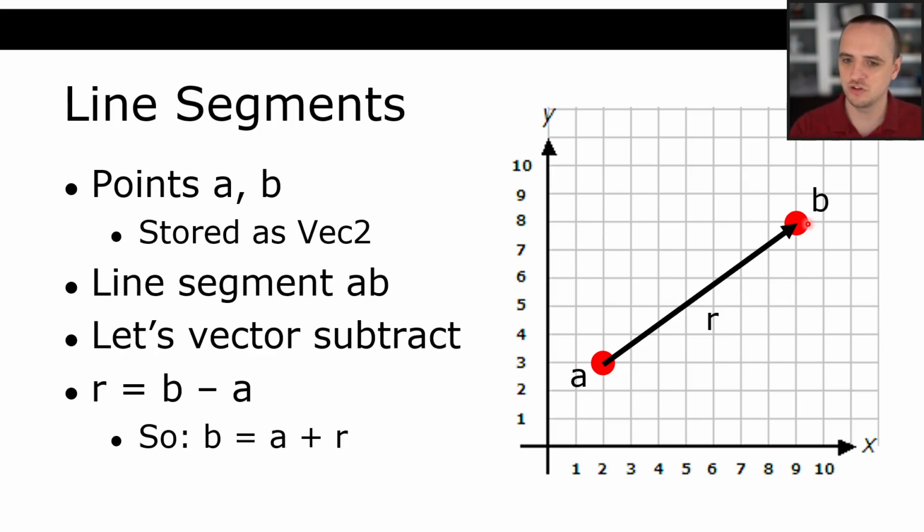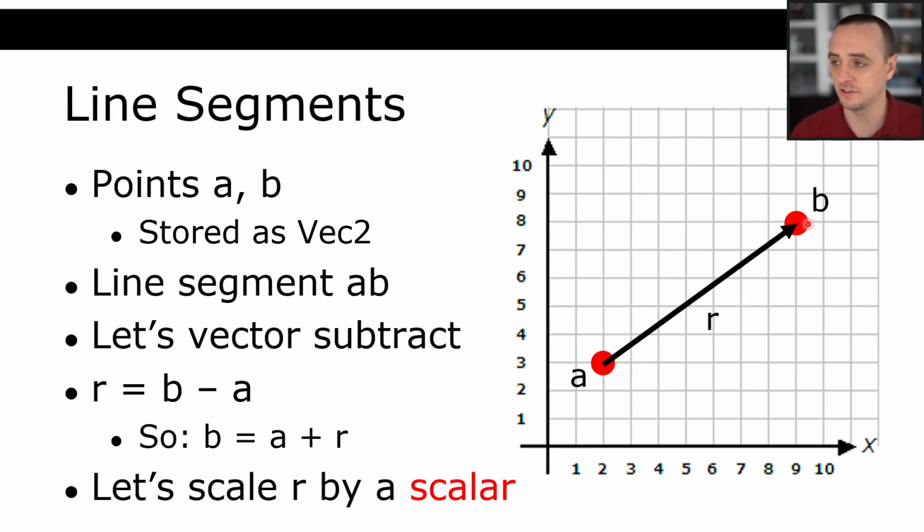But let's introduce another concept now called a scalar. We've talked about this before, but we're going to scale R by a scalar value. That's why it's called a scalar, because you get to scale something. Right here, if I take R as just R, then that's 1 times R. Our scale value is 1, so that's not very interesting. That's just R. So let's change our scalar value and see what happens to our vector.